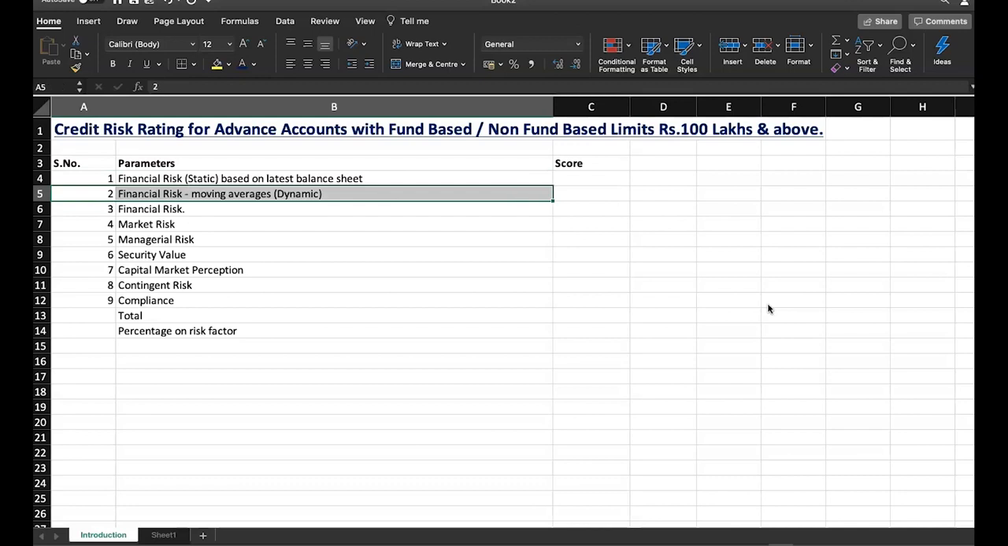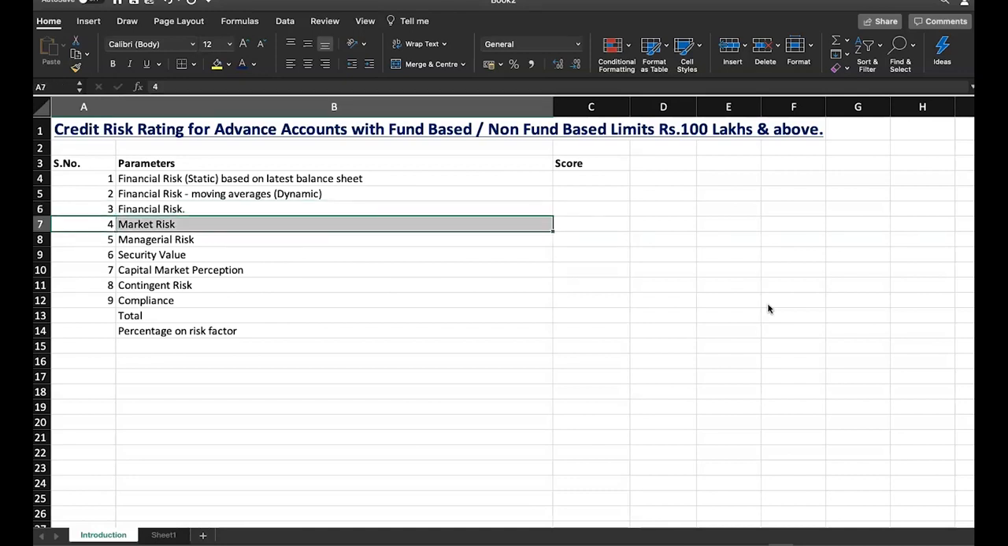Then they'll also analyze the dynamic ratios. That is financial risk based on the moving averages. For this purpose, they take into consideration the past 3 years' balance sheets. Then they arrive at a ratio, and for that they give weightage. That comes under financial risk moving averages. Then the third parameter is financial risk, where the focus is on net sales, in what direction sales are moving.